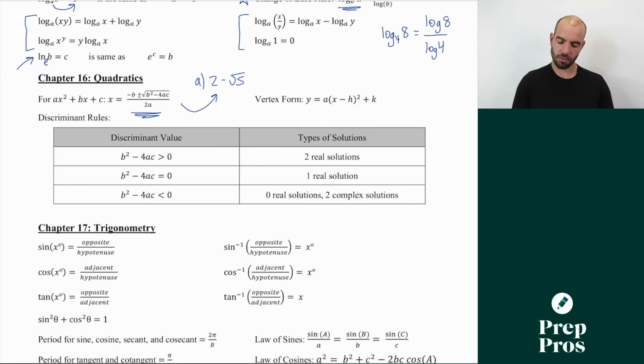Also make sure we know the vertex form of a parabola. Vertex form is y equals a times x minus h squared plus k. Not as common, but this is the most important thing from this little chapter here to memorize.